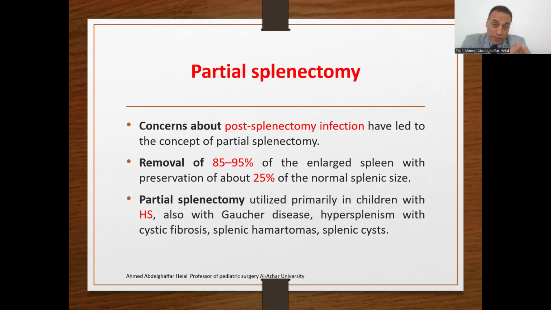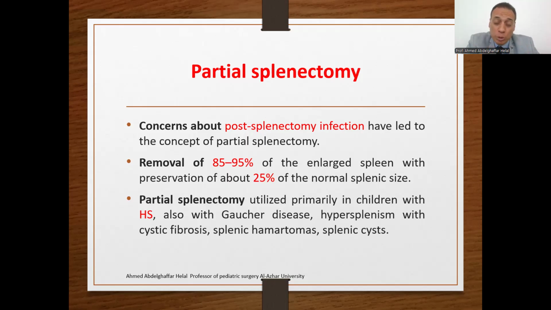Regarding partial splenectomy, we said that you may remove a part of the spleen. The concern about post-splenectomy infection has led pediatric surgeons to think about partial splenectomy. We can remove about 85 to 95% of the spleen, preserving about 15 to 25% of the normal splenic tissue. This partial splenectomy is utilized primarily in children with hereditary spherocytosis. However, it may be useful for Gaucher's disease, hypersplenism, cystic fibrotic splenic hamartomas, and splenic cysts. So that is the concept of partial splenectomy.